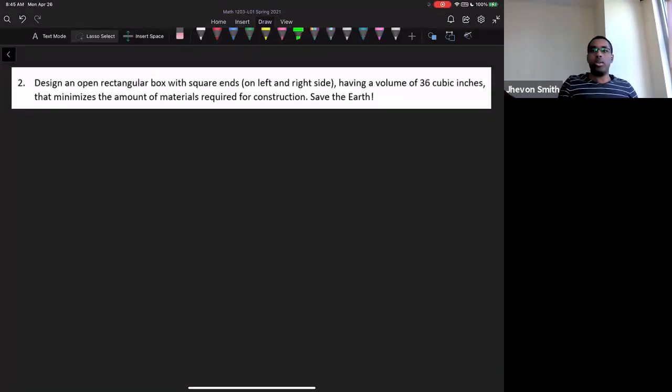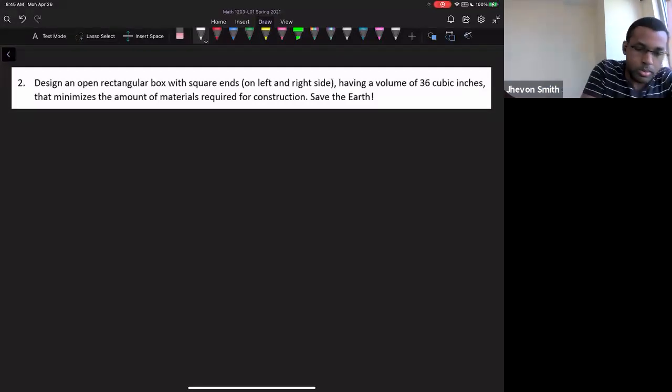Okay, so here is the first problem. Design an open rectangular box. Right? So it's a box that's open, meaning no top, but it has a left and right side, a back and a front, and a bottom. Having a volume of 36 cubic inches, that minimizes the amount of material required for construction, right? Because we want to save the earth. Okay, great. So let's do it.